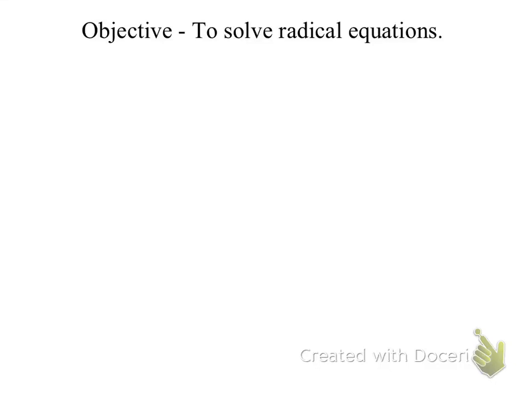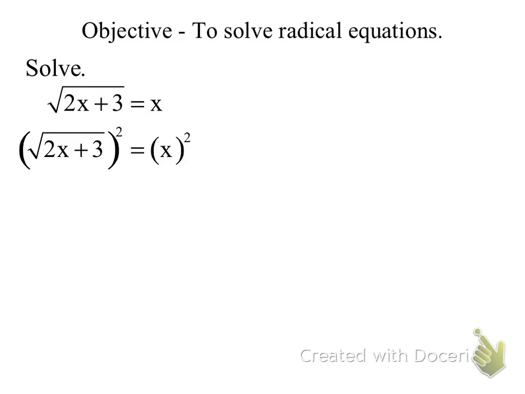All right, this is 13.6. We are solving radical equations. What do we do first when we have rad 2x plus 3 equals x? Jaden? You're going to square both sides. Square both sides. And then we get? X squared equals 2x plus 3.